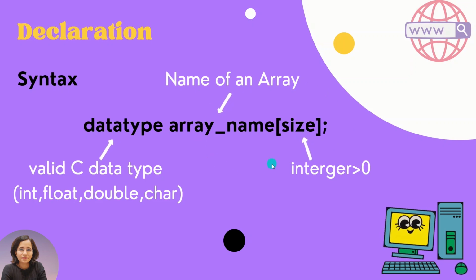So after declaration we will get the required memory. If I am declaring size 5, I will get 10 bytes of memory as one integer variable requires 2 bytes. It may change based on the versions of the compiler.